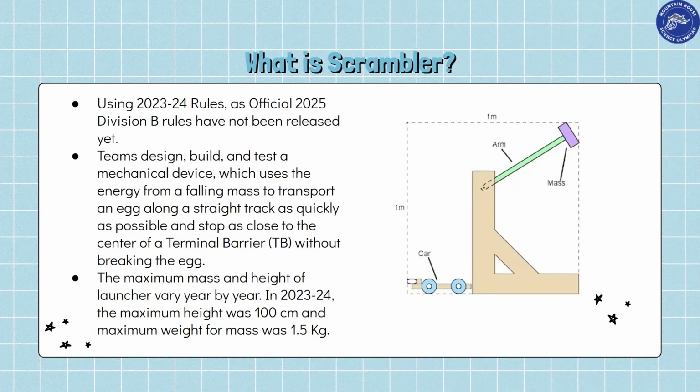The maximum mass and height of the launcher will vary by year. In the 2023 to 2024 cycle, the maximum height was 100 centimeters and the maximum mass was 1.5 kilograms. And you can see in this diagram, this is a common type of scrambler launcher that is used. This is called a hammering system. So you basically drop the weight and it pushes your car forward.